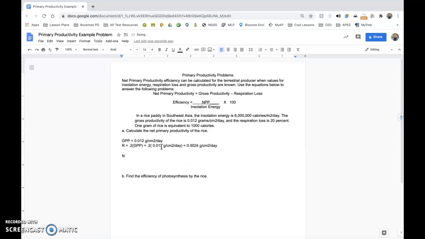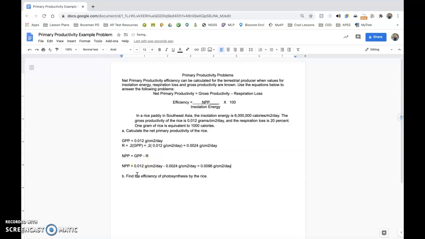All right, and how do we solve for NPP? We were given our equation above, which is GPP minus R lost, which is what we found. So that is going to be NPP equals 0.012 grams per centimeter squared per day minus 0.0024 grams per centimeter squared per day. And that gives us a total of 0.0096 grams per centimeter squared per day.